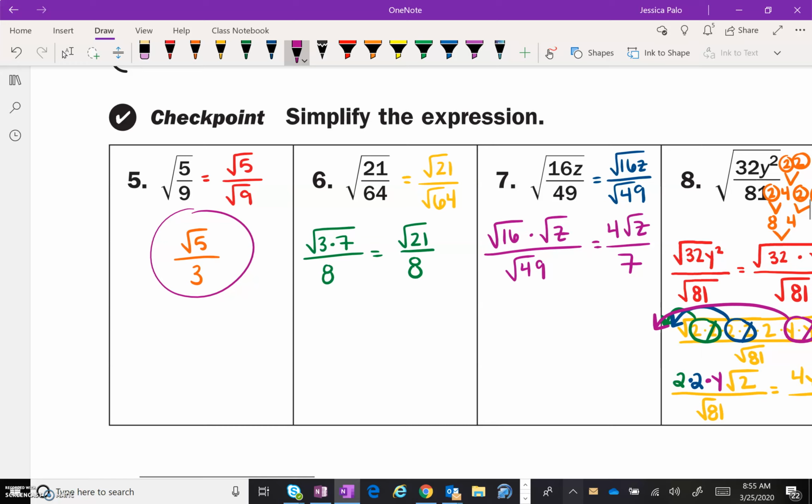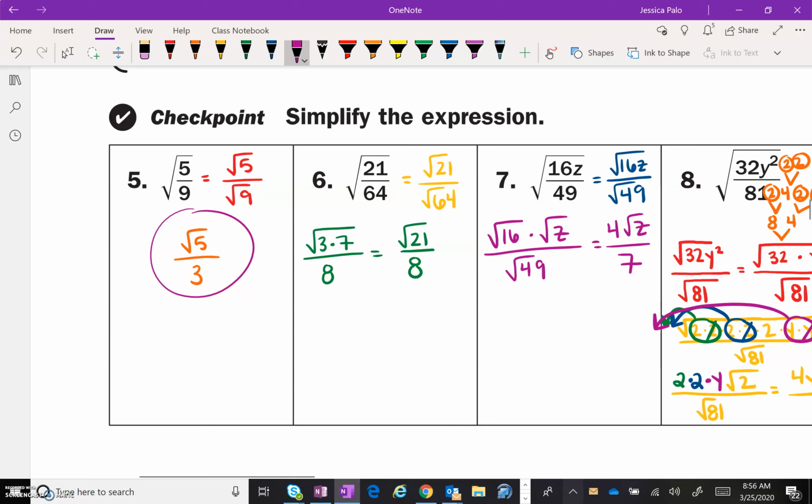Number 6, we separated the 2 parts of the fraction into radical 21 over radical 64. Radical 21 can be broken down into 3 times 7, but both of those are prime numbers and can't be broken down any further, and there are no pairs. So when you multiply 3 times 7, you still get radical 21. So radical 21 stays, and the square root of 64 is 8. Radical 21 over 8 is your final answer.